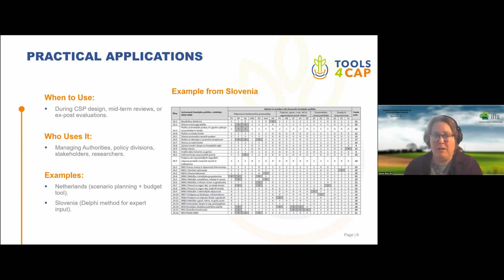We have examples where this has been applied. So, of course, the Netherlands, as we will see also later, and in Slovenia, our colleagues from Ljubljana have been very active on that as well. And here they used the Delphi method for the expert input for the judgments, just as an example. This example shown here, you probably can't read it, and it's in Slovenian anyway, so not everyone will understand it, but it's just a visual to show you how it helps to make decisions or see where there are gaps.